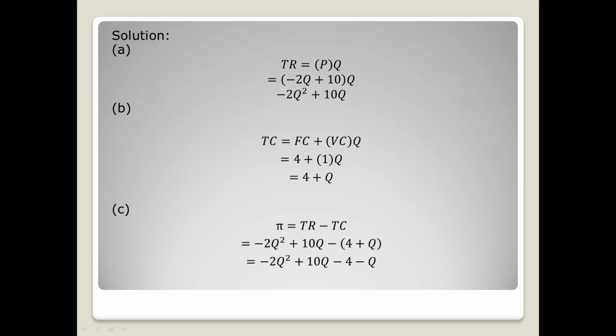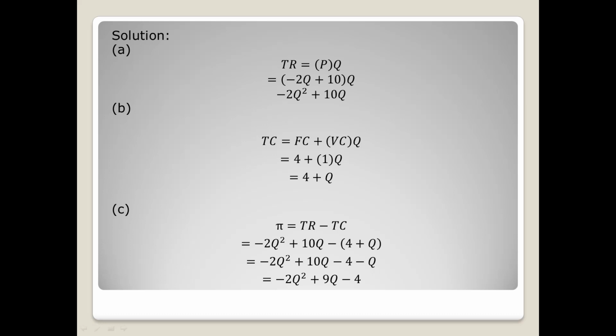Then we have 10q and minus q. This is 9q. So here we will have minus 2q squared plus 9q minus 4. So this expression is for the profit. You can see here, this is a quadratic function, minus 2q squared plus 9q minus 4.